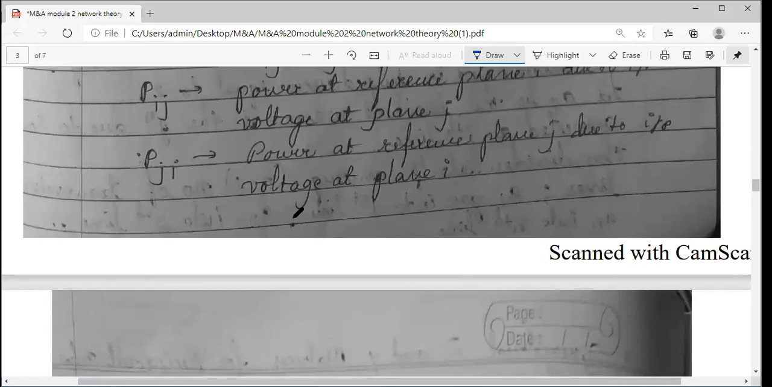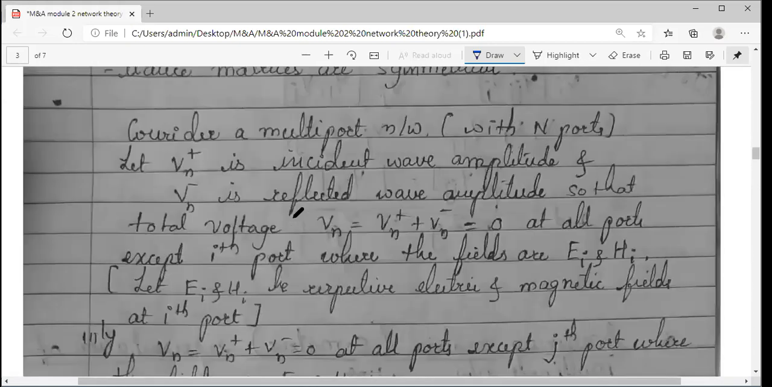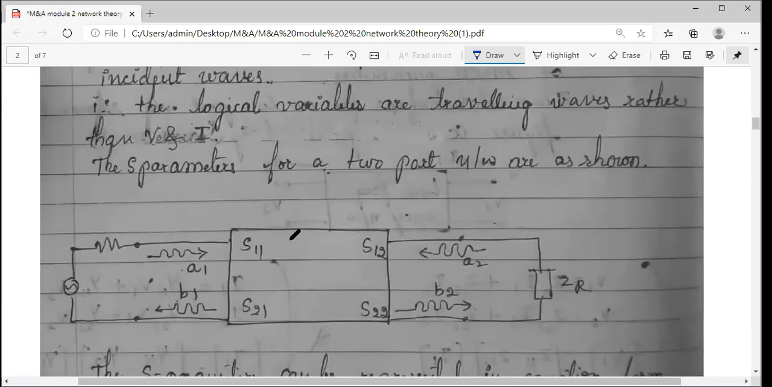A port is represented by a pair of terminals. However, in case of microwave, it is not the case. We cannot use the regular parameters which you use in your network theory. That analysis you cannot extend here. We have certain reasons for it. Some 3 reasons we had listed.